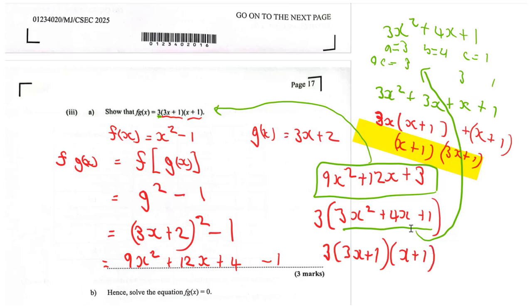So all this is testing you for is how well you can factorize the quadratic expression. Another way we could approach this is to expand the expression here and then compare it to this. Once they are equal, we could go ahead and state that hence f of g of x is equal to 3 times 3x plus 1 times x plus 1.